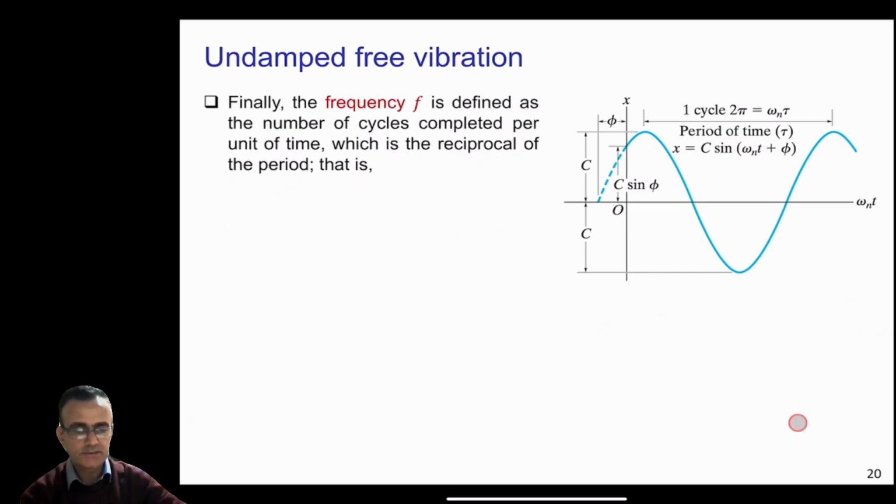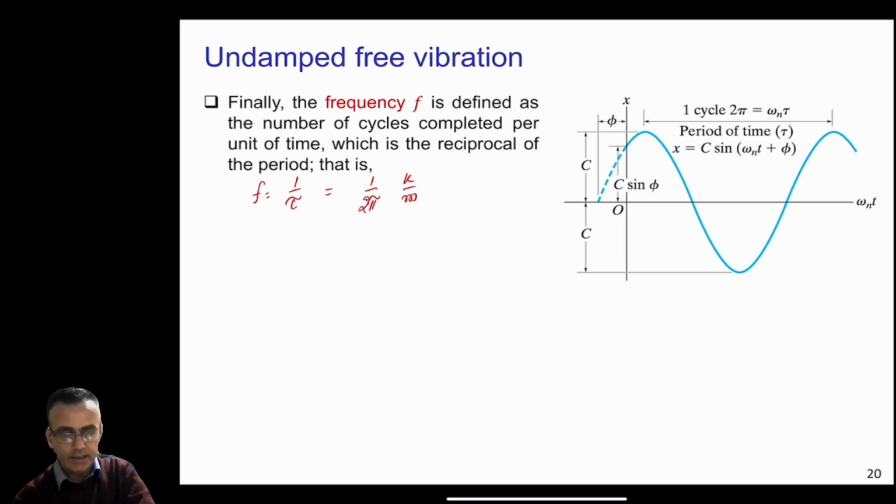And in addition to this, we can also define the frequency. This frequency, which is f here, is defined as the number of cycles completed per unit time, which is the reciprocal of the time period. Because we know that f is equal to 1 over tau, and now we know the value of tau, f will become equal to 1 over 2 pi times the square root of k divided by m.